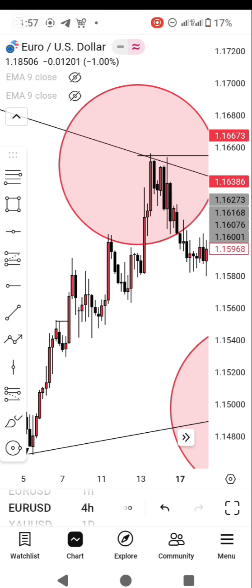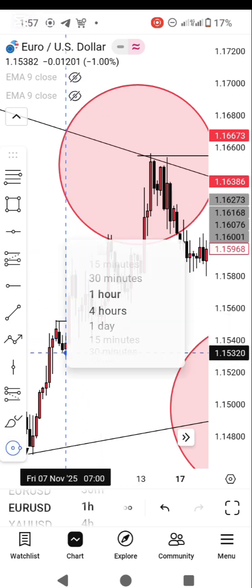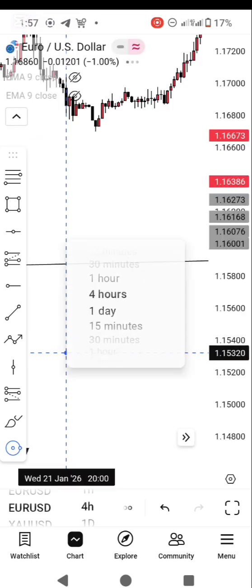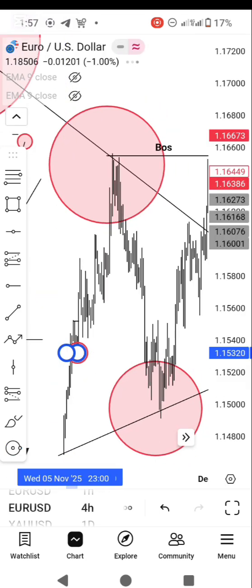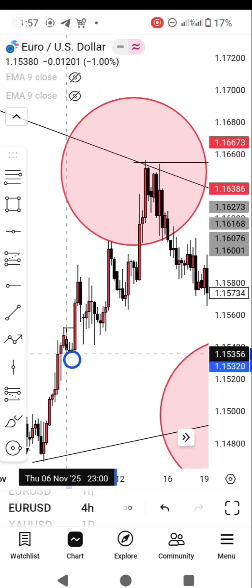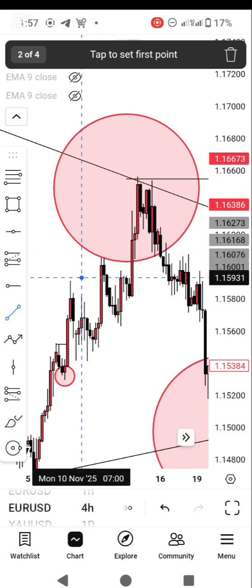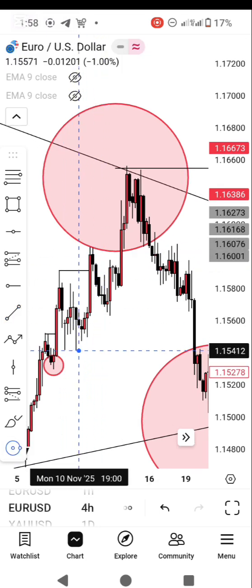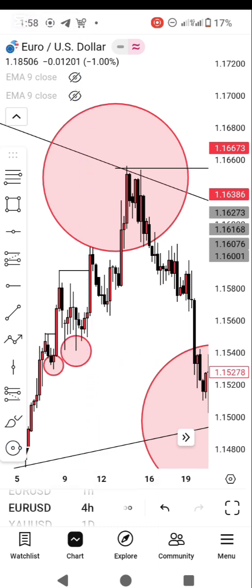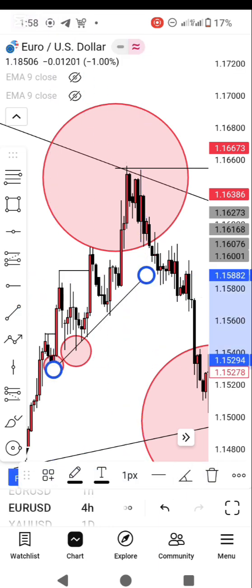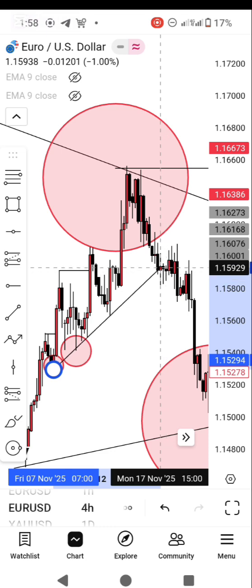and then we have what? A low. And so we have what? A low, and then this was another break of structure, leaving us with a higher low. So connecting these two lows, that gives us what? Our trend line. That's our trend line right there.